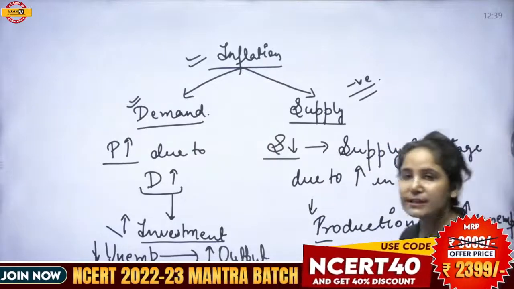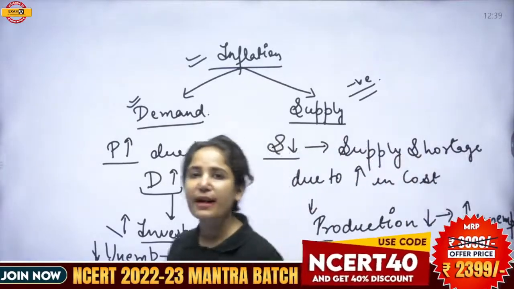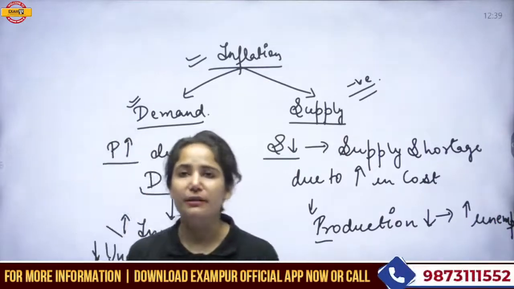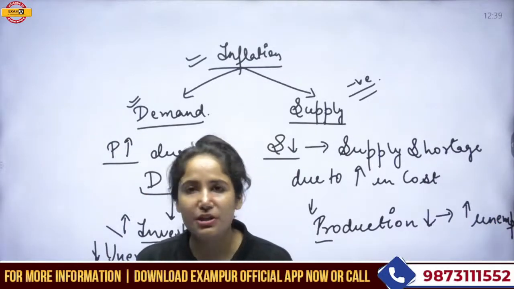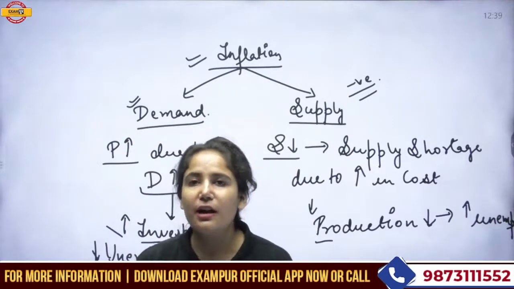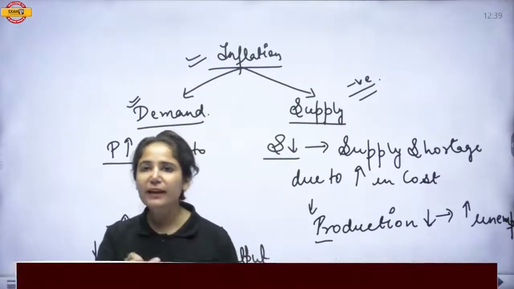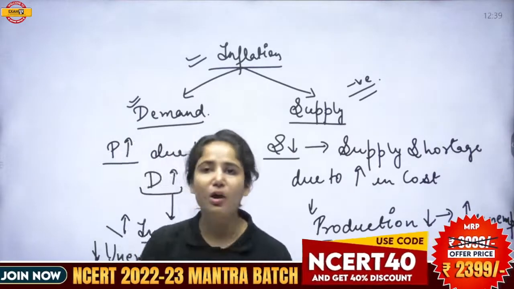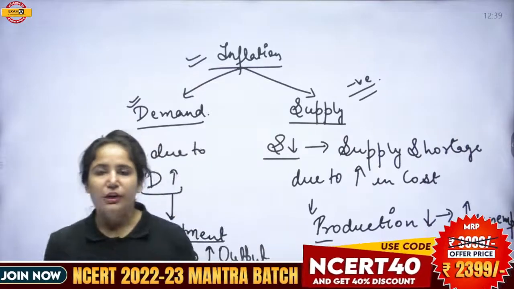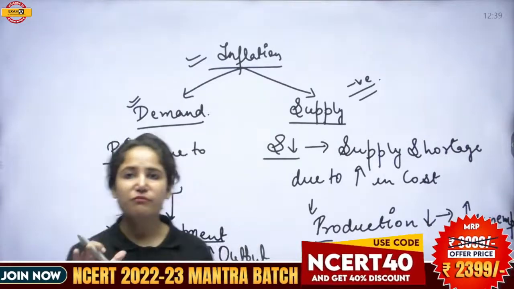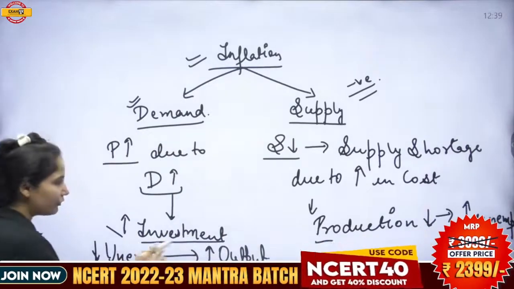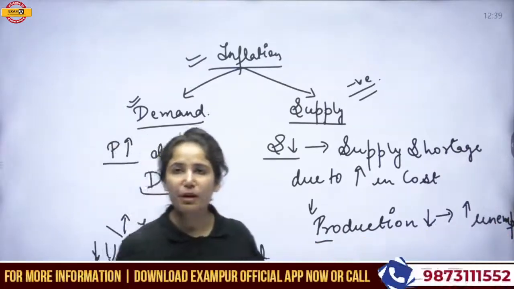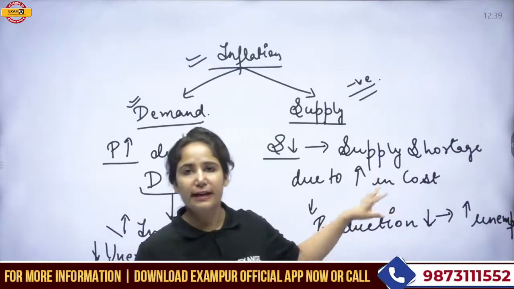Why is it so? Supply is going down. If supply is going down, you are not increasing production. You are not making investment. If you are not making investment, unemployment would be there. You are not required to have more laborers. If there is unemployment, this would be considered the negative side.